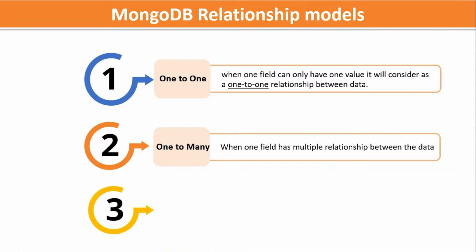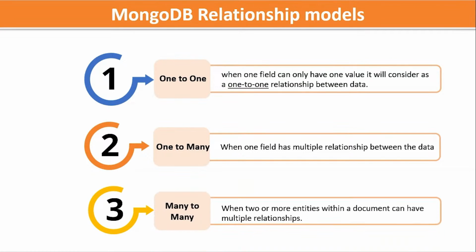And if you consider one-to-many, as the name suggests, when one field has multiple relationships between the data in documents that are stored in the collection of a database, in such a case, the one-to-many relationship model can be used. And similarly, we have many-to-many. Now, let's say I have three different document structures wherein I have two or more entities within a document and, let's say, an array of details present in a single collection or in a document.